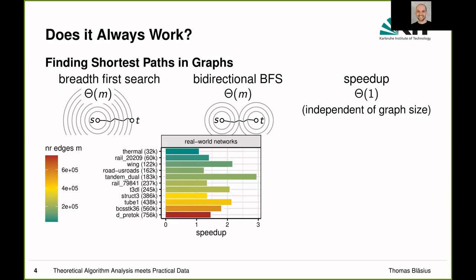Let's compare this to what you observe in real-world networks. I have some experimental results on real-world networks here for you. What I did is I just took some real-world networks of varying size. I start with networks with 32K edges and go up to 50-100K edges. And the number of edges is also color-coded. So the greener, the smaller the graph, and if you go towards the red side, then the graph gets bigger. On the x-axis, you have the speedup of the bidirectional search compared to the unidirectional search. And what you can see is that the speedup seems to be between 1 and 3.